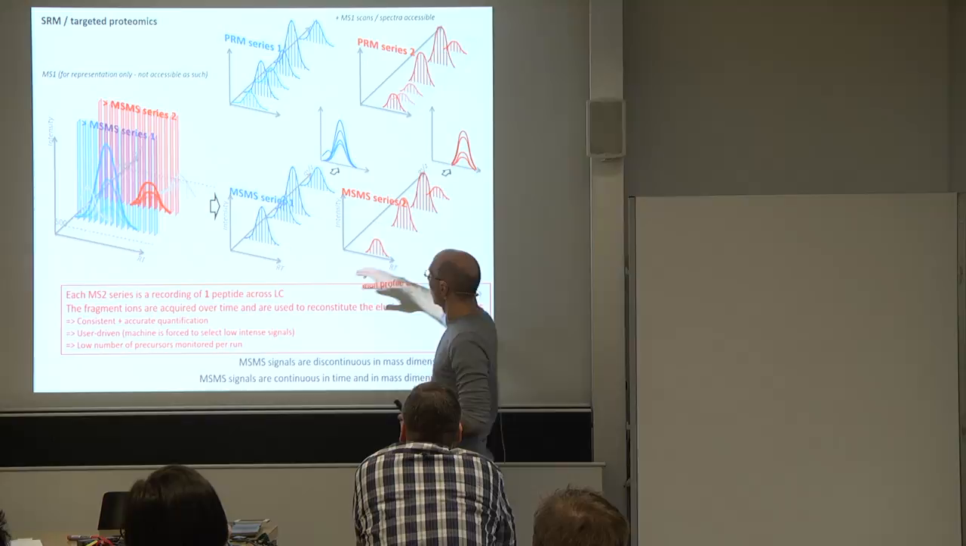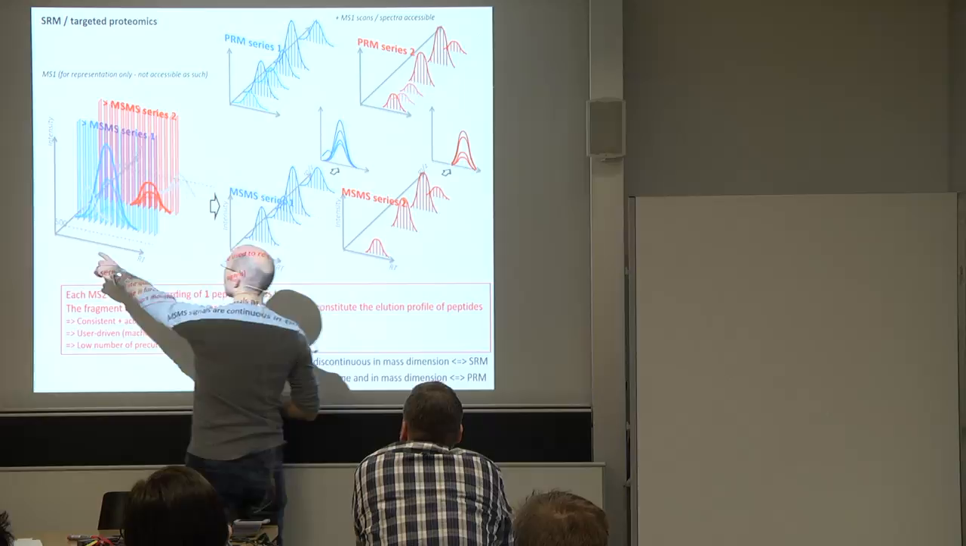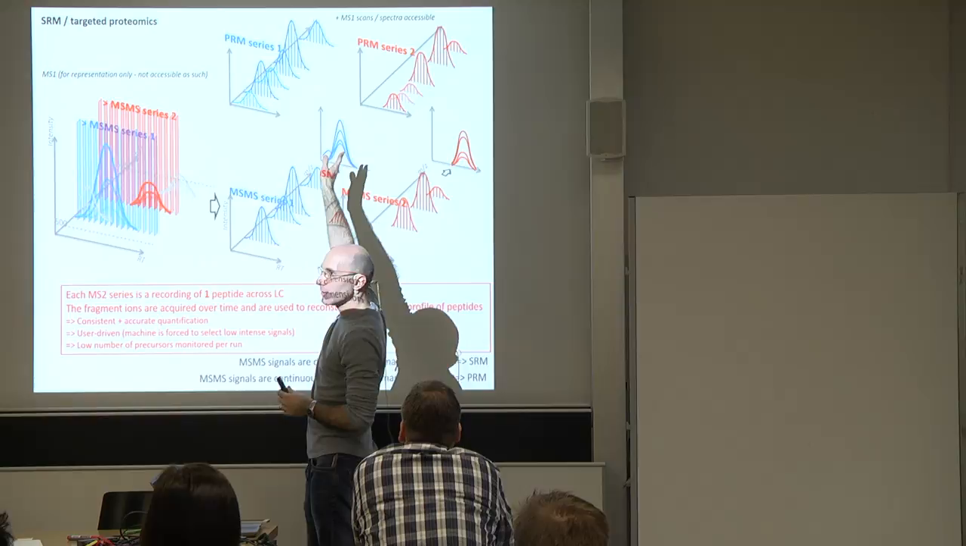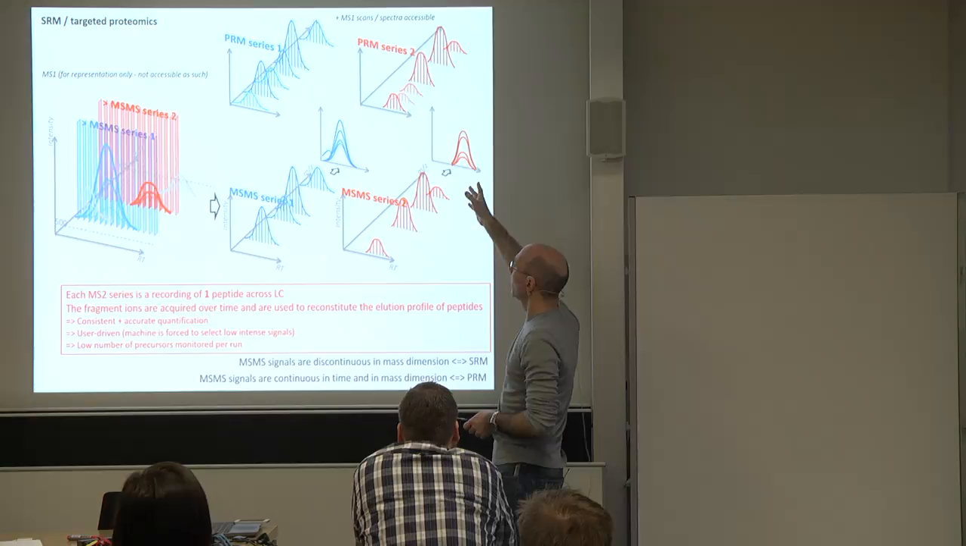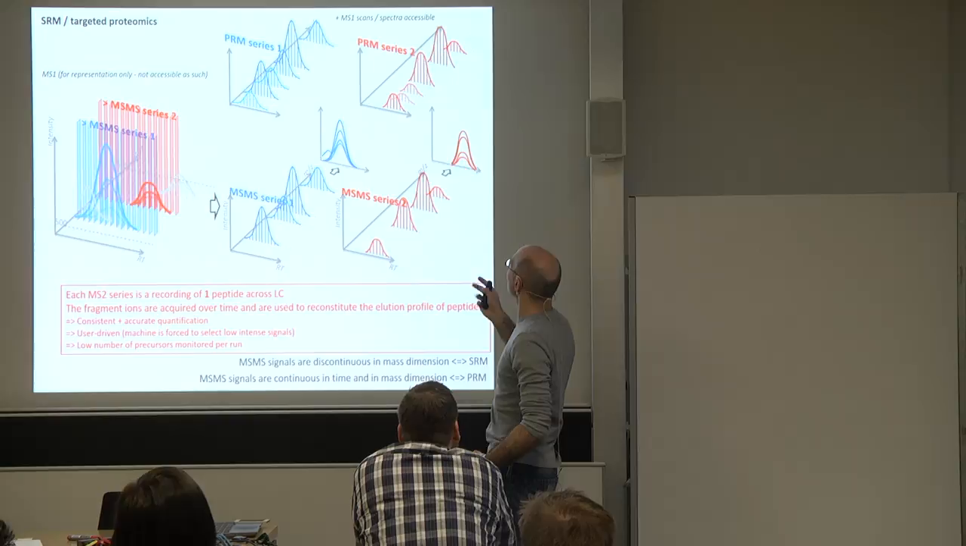Now in PRM, you're measuring a full MSMS scan at every single time point. So you're measuring fragmentation of that window, but not only for 4 fragments, you're measuring the entire full high resolution, high mass accuracy MSMS spectra on the Orbitrap or on the TOF instrument. So you get a picture which looks a little bit the same, but you can realize already that it's much more complete in terms of information. Now you don't have only discontinuous information, you have continuous information in mass as well.